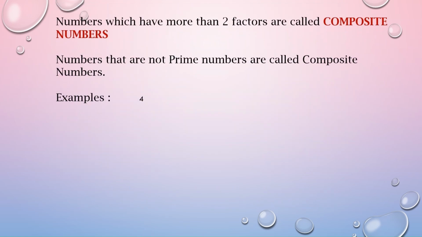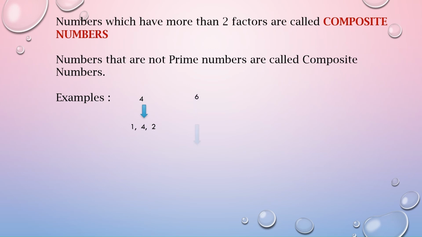Numbers which have more than two factors are called composite numbers. So right now we saw prime numbers because they have only two factors. What if they have more than two factors? They're called composite numbers. So if they're not prime numbers, they're composite numbers. Let's see some examples. 4. What are the numbers that give you 4? 1 four is 4, 2 twos are 4. So 4 has three factors, more than two factors, so it's a composite number.